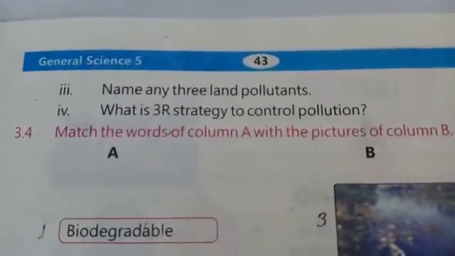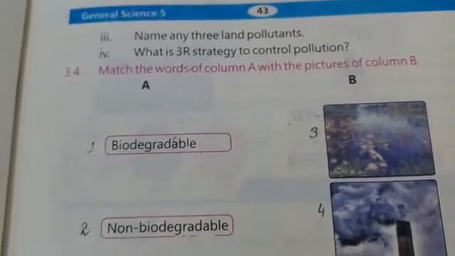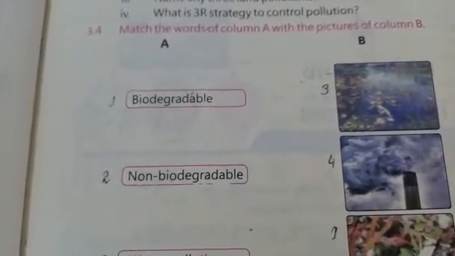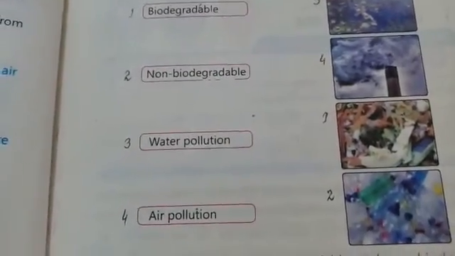Now here is another activity. Match the words of column A with the pictures of column B. Numbers have been given with each column. With column A, 1 for biodegradable, 2 for non-biodegradable, 3 for water pollution and 4 for air pollution.